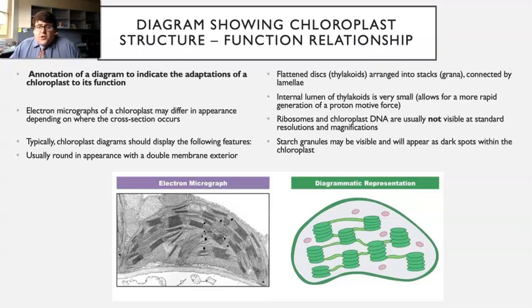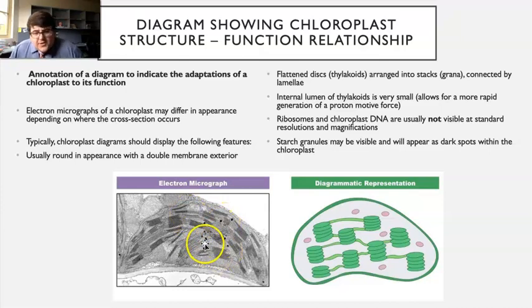Now you also need to be able to show diagrams of chloroplasts and their function relationship. So we've got electron microscopes and our diagrammatic representations here. Electron micrographs of chloroplasts are quite different to what we're physically drawing, depending on where they do the cross-section of the chloroplast. Typically they should show that they are round in appearance, and you've got that double membrane that we can visibly see in the chloroplast there. You can see your flattened discs, thylakoids, arranged into their grana, and you can see very thinly the lamella connecting them all together. Not much visible space inside there.